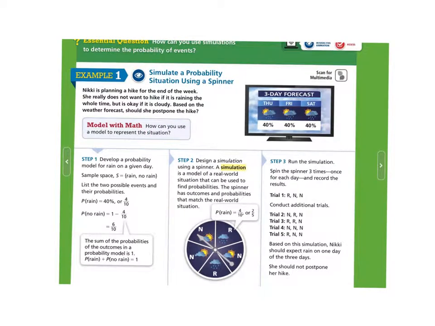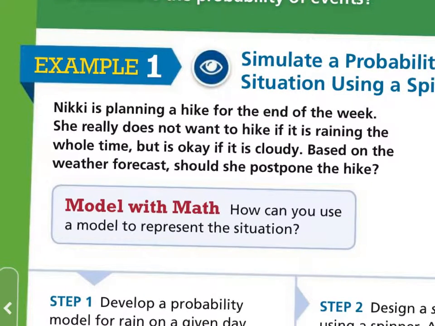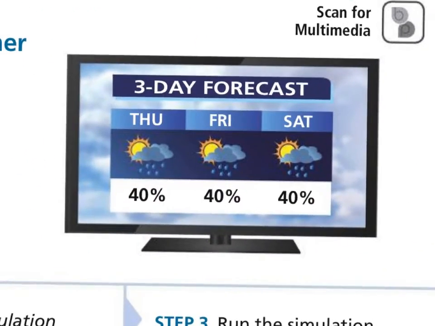Look at example 1. Nikki is planning a hike for the end of the week. She really does not want to hike if it is raining the whole time, but it is okay if it is cloudy. Based on the weather forecast, should she postpone the hike? Here's what the weather's looking like. Each day you can see 40% chances of rain.